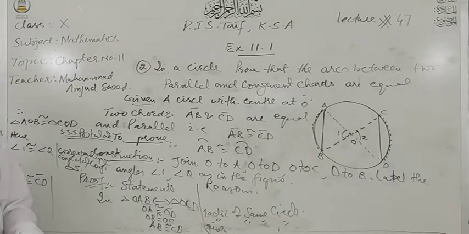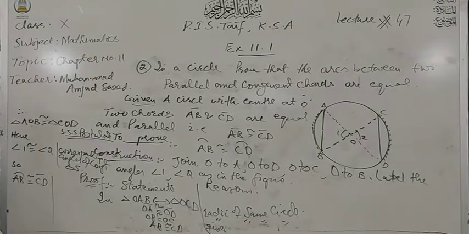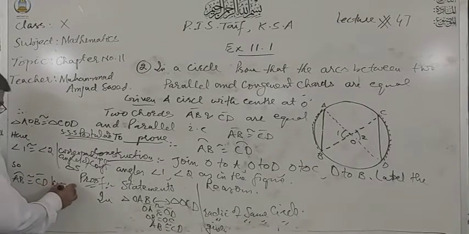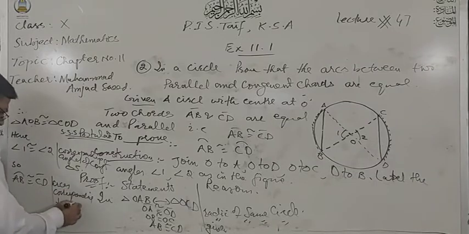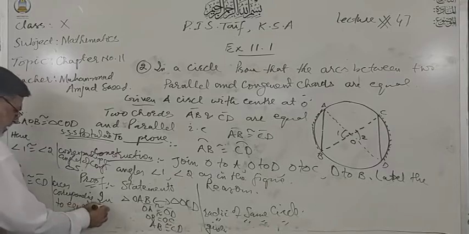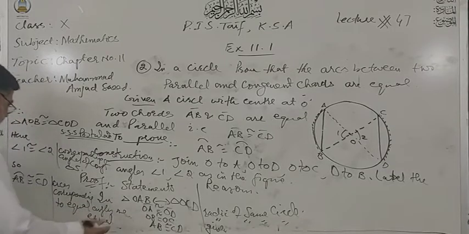What is the reason? Arcs corresponding to equal angles are equal. This is the reason for arc AB is congruent to arc CD.